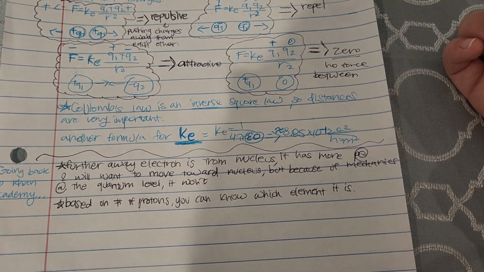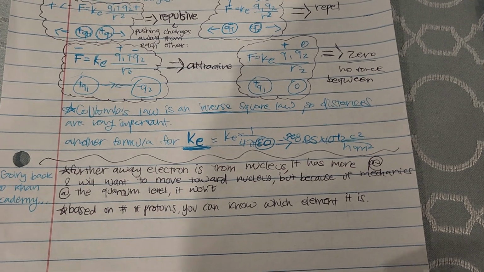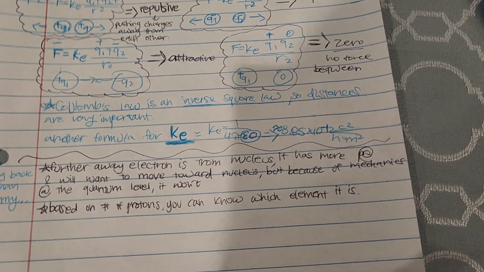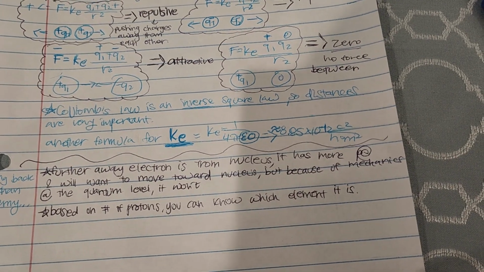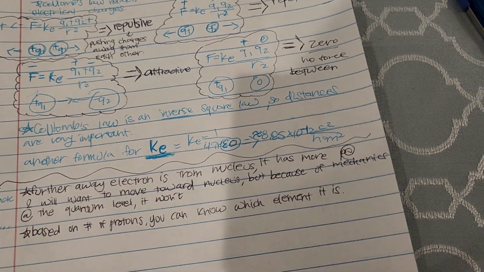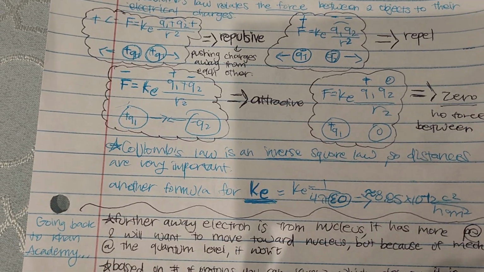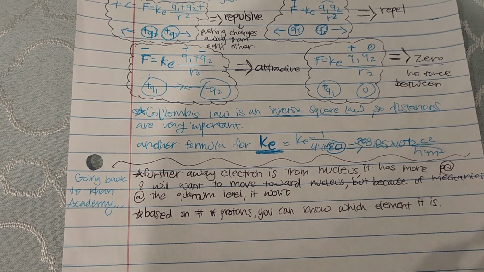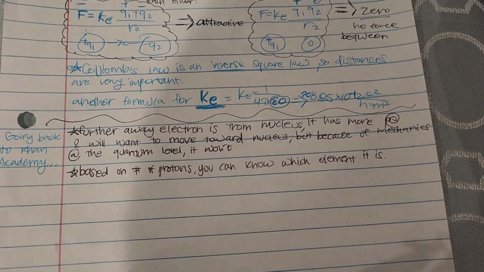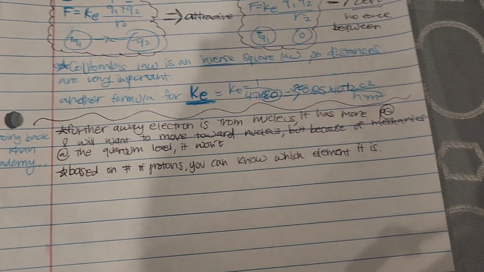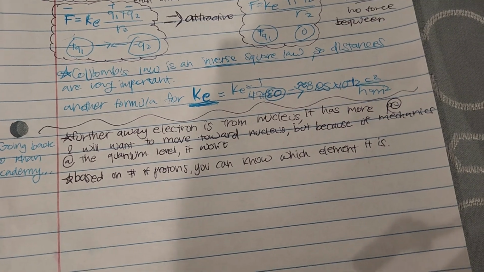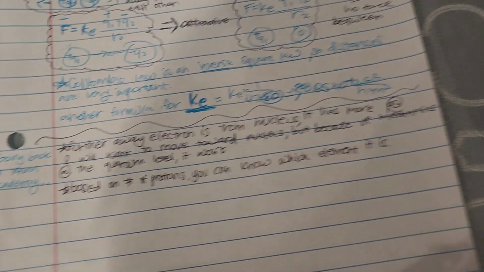Coulomb's law is an inverse square law, so distances are very important. Another formula for Ke is Ke equals 1 over 4 pi epsilon naught, and epsilon naught is approximately 8.85 times 10 to the negative 12 C squared over N m squared. Going back to Khan Academy, the further away an electron is from the nucleus, the more it will want to move toward the nucleus, but because of the mechanics at the quantum level, it won't. Based on the number of protons, you can know which element it is.